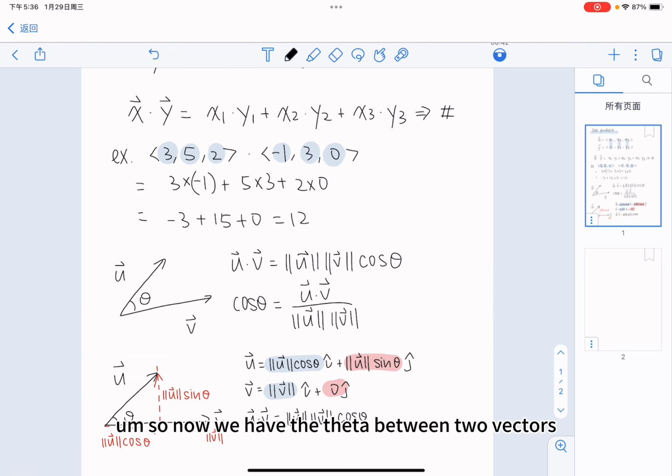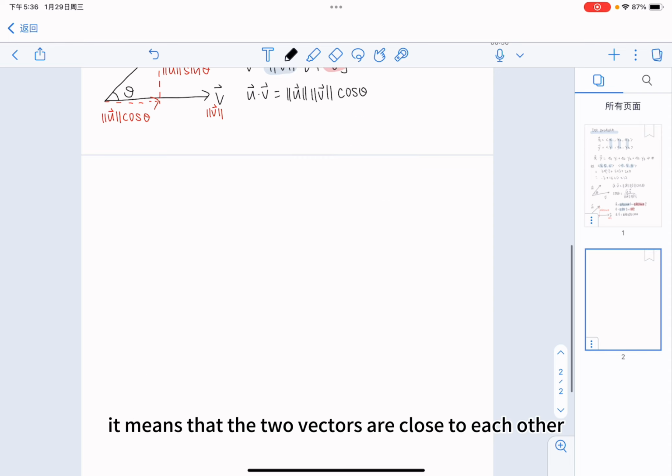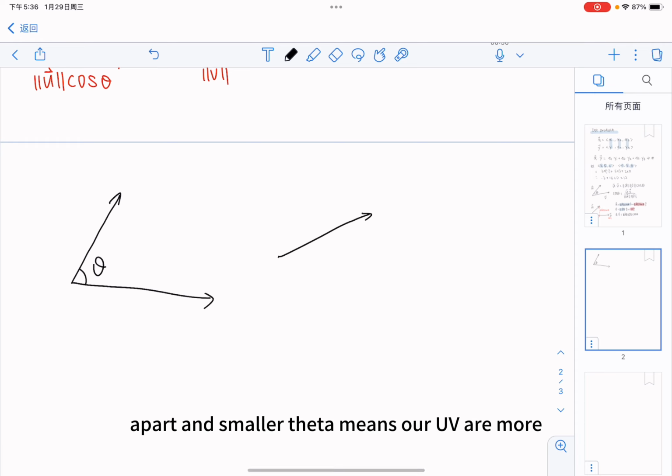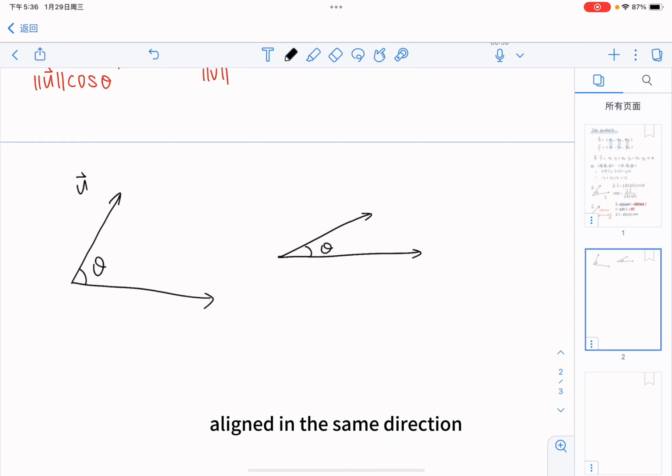So now we have this theta between two vectors. What does this measure? Like, what does it mean that two vectors are similar to each other? Well, graphically, it means that the two vectors are close to each other. So a bigger theta means that u and v are very far apart, and a smaller theta means u and v are more aligned in the same direction.